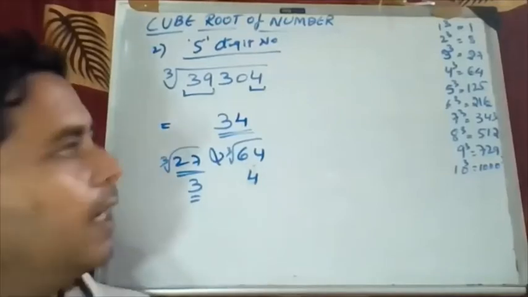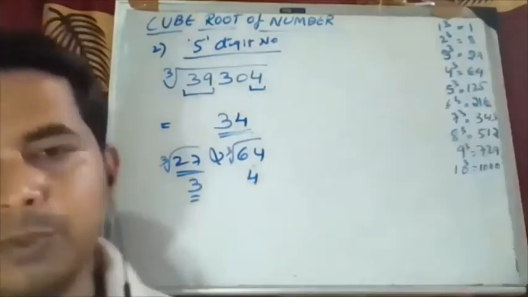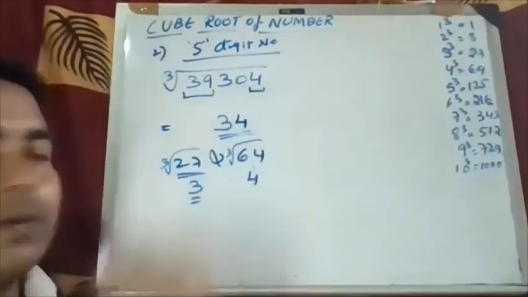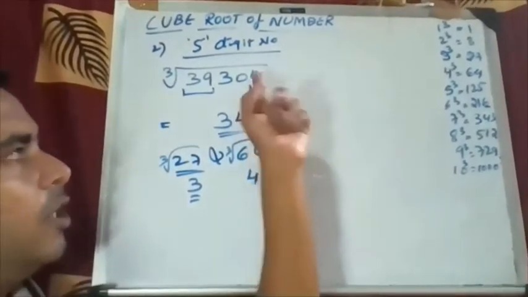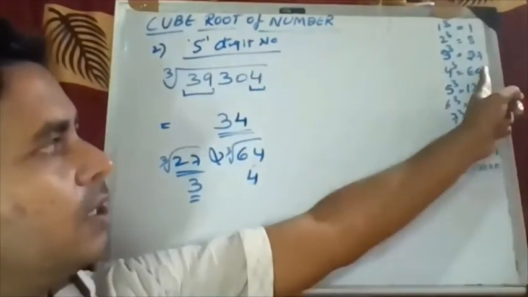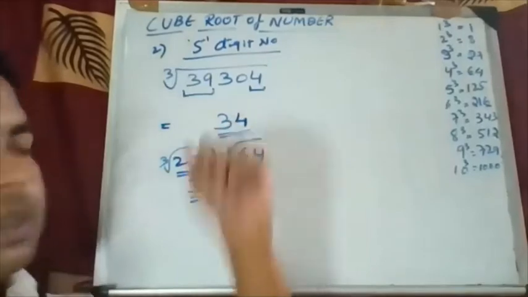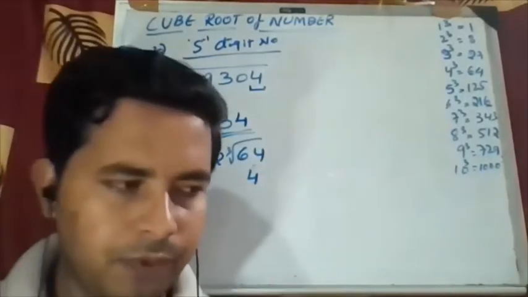Where it lies between 3 and 4, the small number will be a 3. So that will become the first digit. And the unit digit will be a 4 because the 64 corresponding value will be 4. So your answer will be 34.